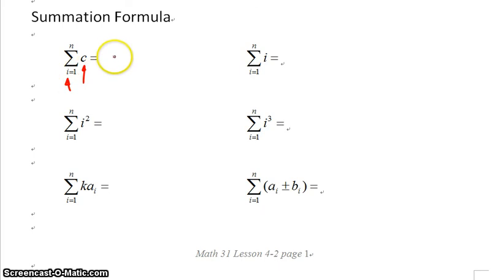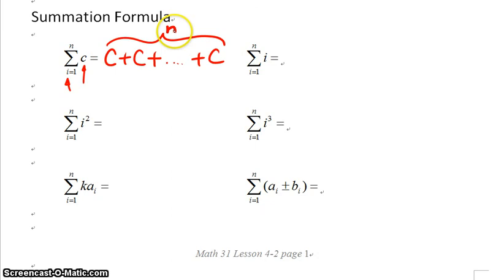When i is 1, the c is still c. When i is 2, it's still c, because there's no i there. So you keep adding c. You keep adding c how many times? You keep adding c n times, because it's starting from term 1, term 2, term 3, all the way to term n. Then you have n of them. So when you add c n times, the answer is c times n. So that's your summation formula.